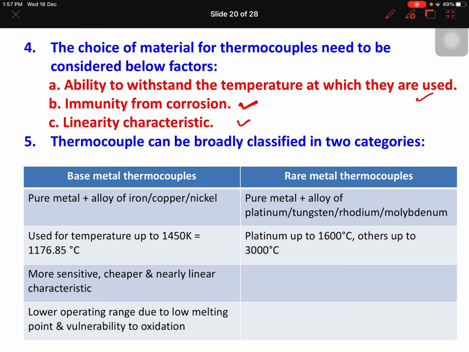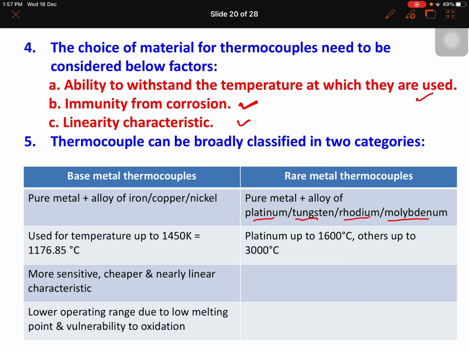Thermocouples can be broadly classified into two categories. The first category is base metal thermocouples, and the second is rare metal thermocouples. Let's learn the differences between these two. Base metal is pure metal plus an alloy of iron, copper or nickel, but rare metal is pure metal plus an alloy of platinum, tungsten, rhodium and molybdenum.